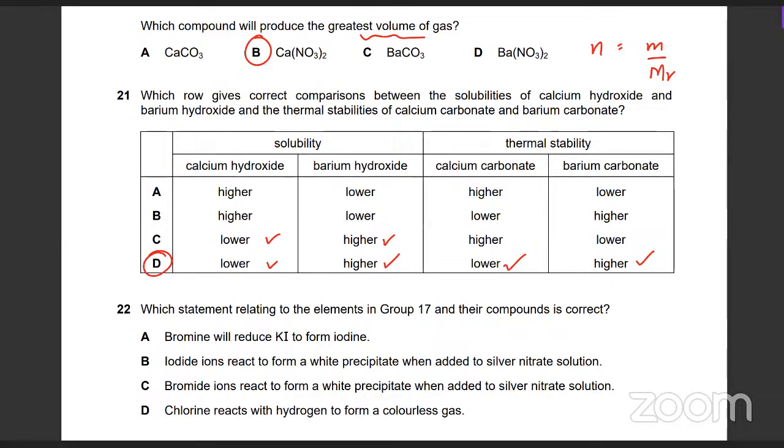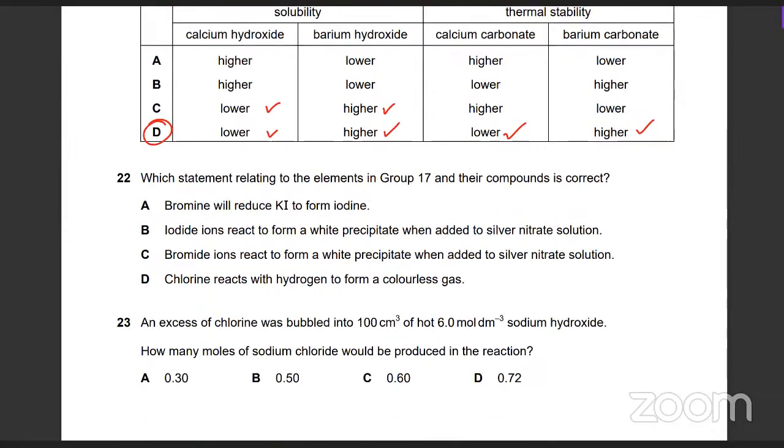Now the next part. Which statement relating to the elements in group 17 and their compounds is correct? Bromine will reduce KI to form iodine. Is that true? Br2, will it displace KI? Yes, sir. Well, Br is above I, so Br is more reactive. The top ones are more reactive, right? So the first statement, is that true?